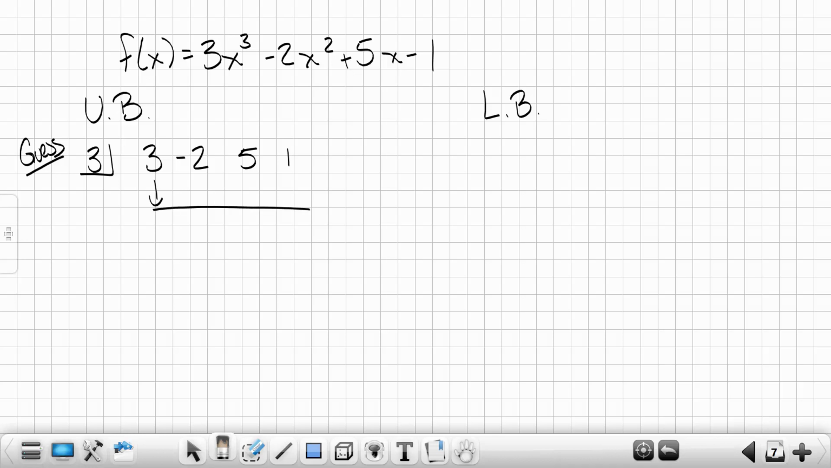I don't have any gaps, right? 3, 2, 1, nope. Oh, -1, thank you. All right, 3 times 3. 9 minus 2. Positive. 3 times 7. 21 plus 5. 26 times 3. 78. And 78 minus 1.